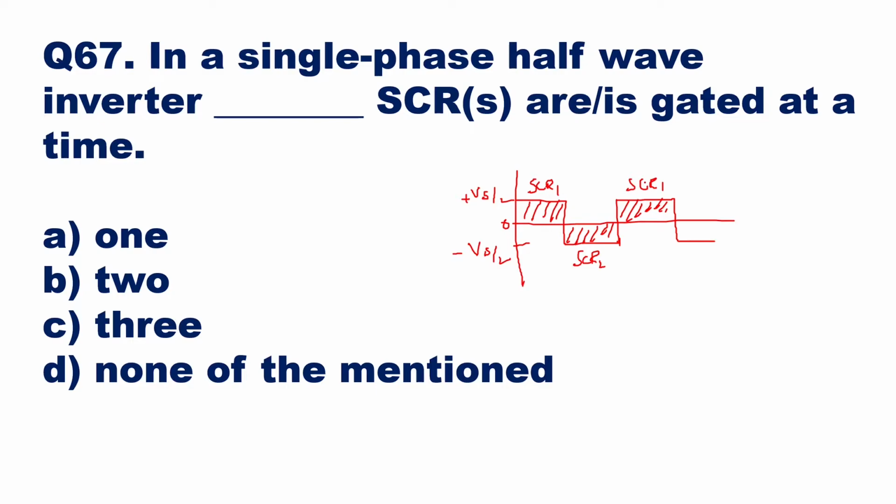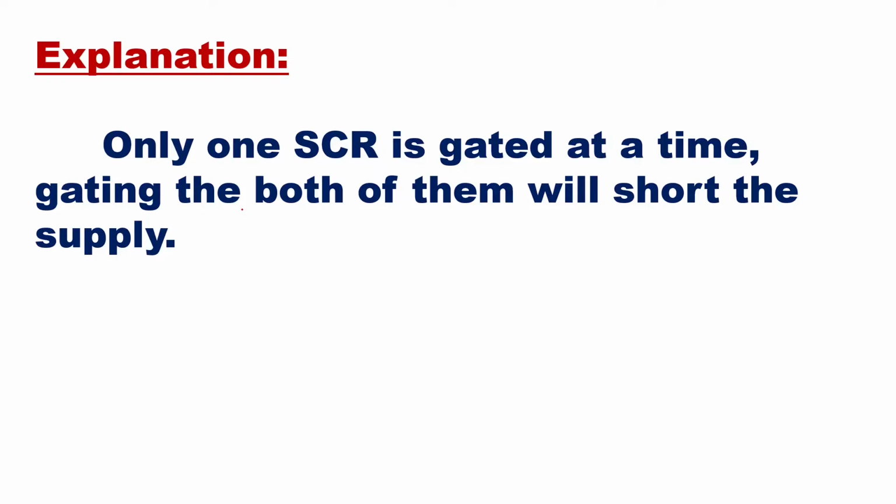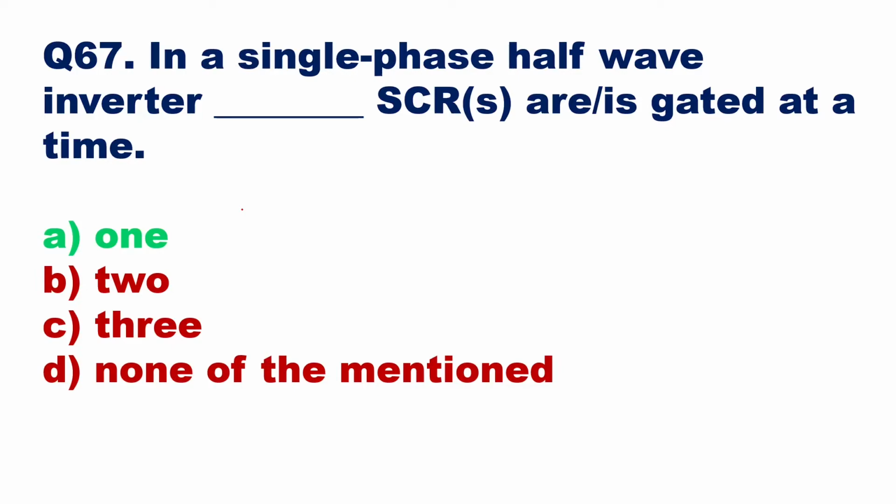So here in this question, in a single phase half wave inverter, dash SCR or SCRs are or is gated at a time. So it is one SCR at a time. There are two SCRs in the circuit, but one SCR is gated at a time. So here only one SCR is gated at a time. Gating both of them will short the supply. So your option A, 1, will be the right answer.